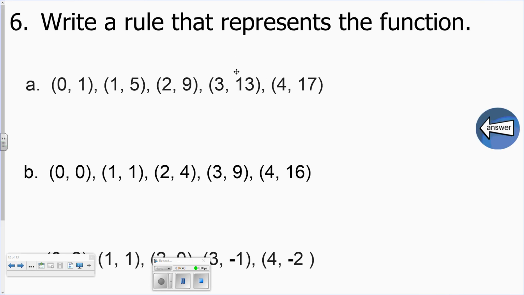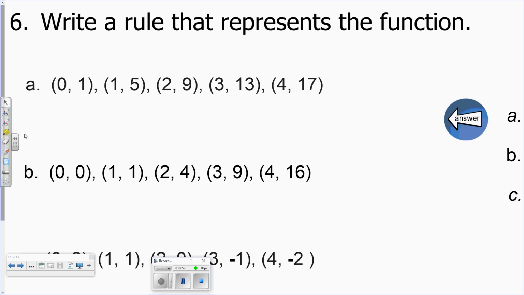If we want to write a rule for a function, what we're looking for is our change in y and our changes in our x. And really what we're looking for is just a pattern. So what's happening from the x to get it to the y? So I usually skip this first point if it has 0 in it because it's a little bit harder to gauge, and I jump over here. So I know to get from 1 to 5, I could add 4, but we know that if we come over here, adding 4 is not going to work.